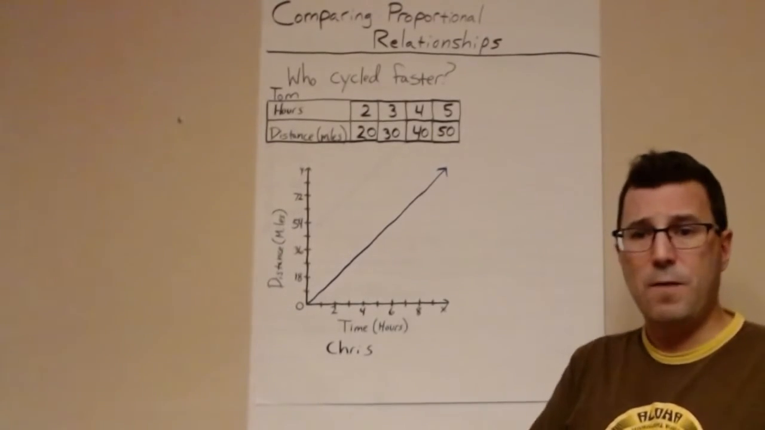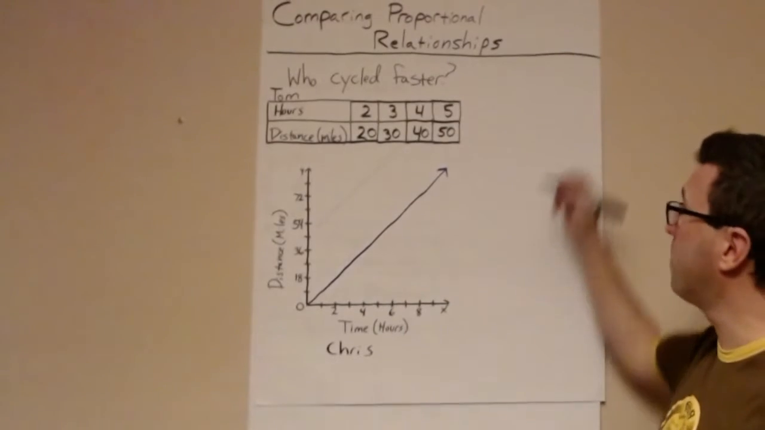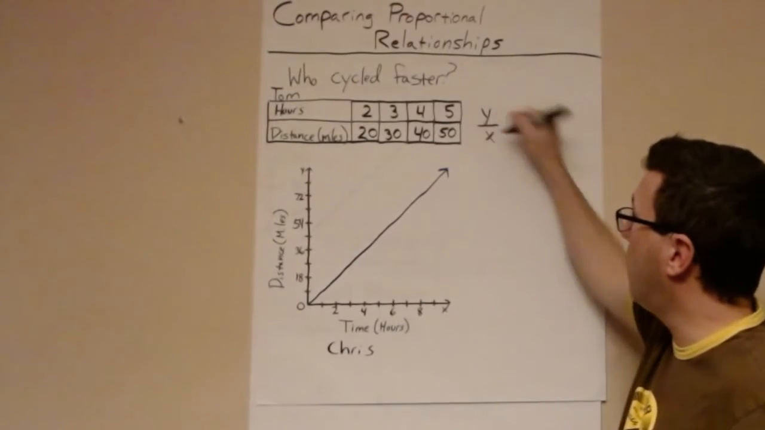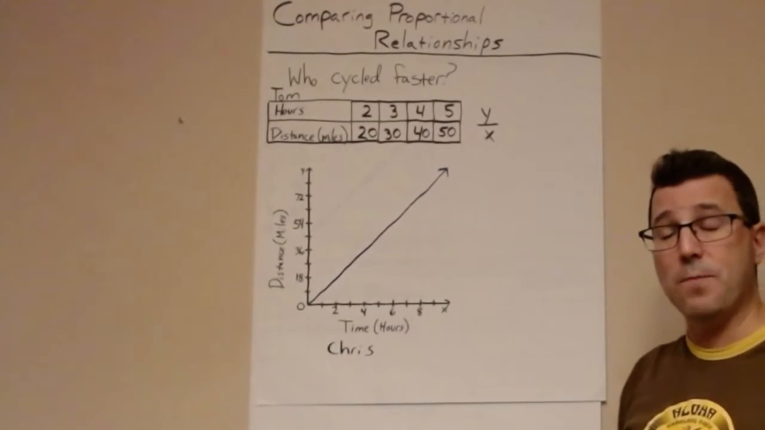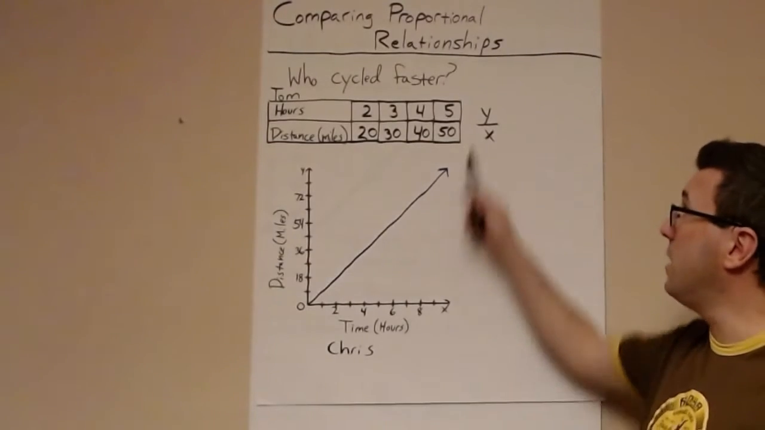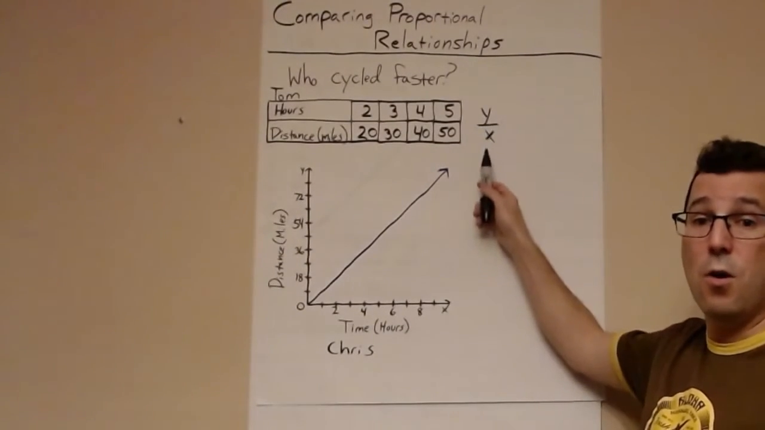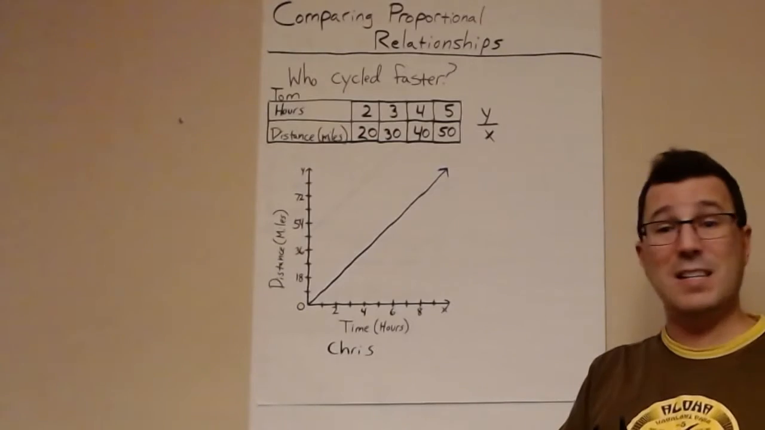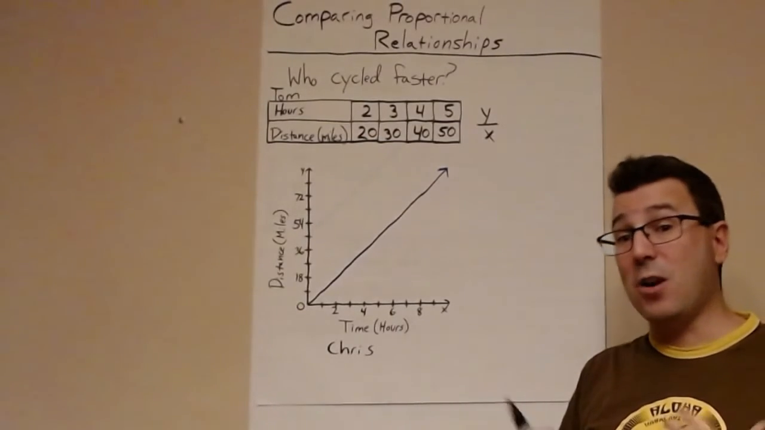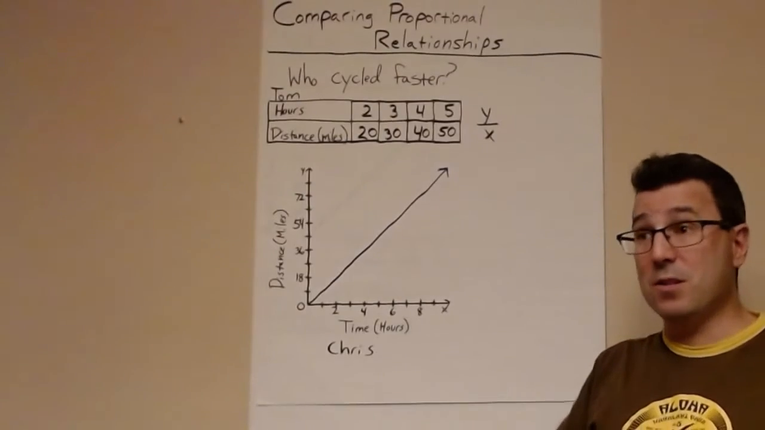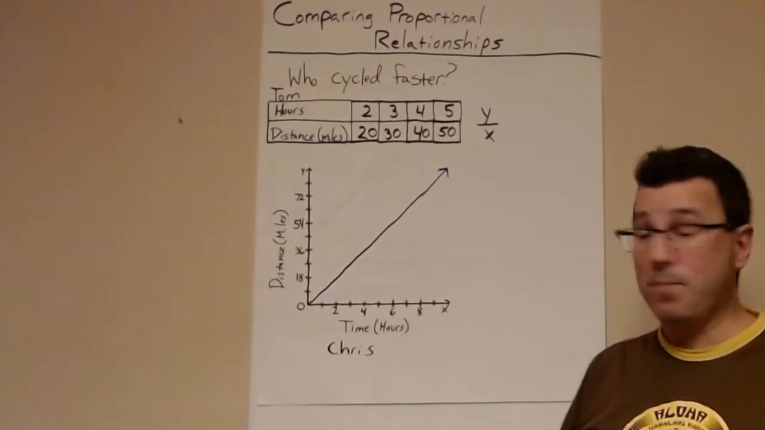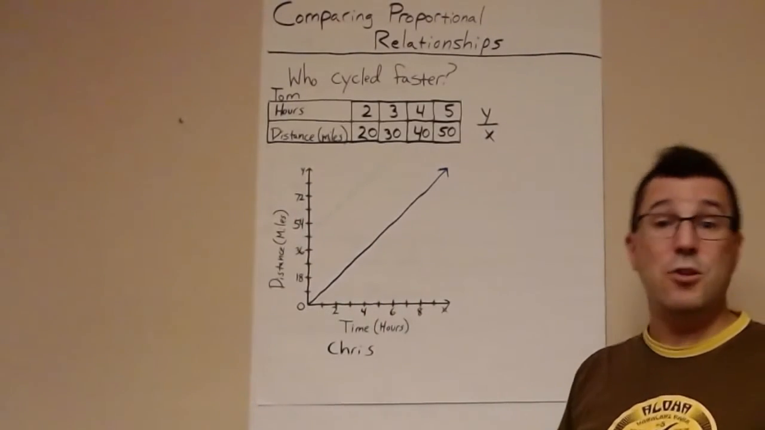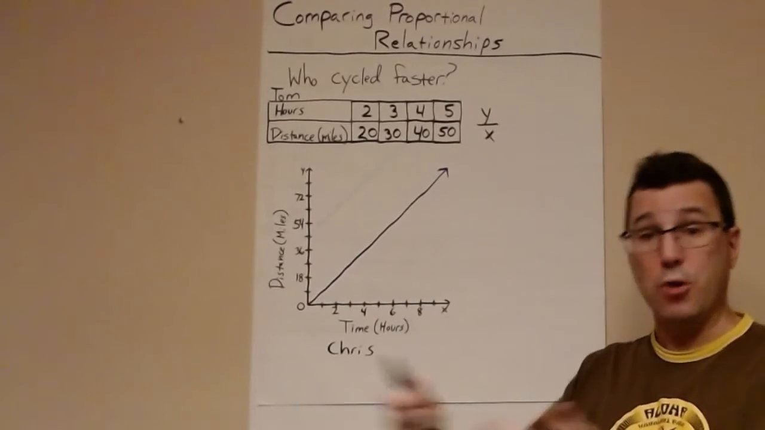So what we're going to find is what's known as the constant of proportionality. And we find that by dividing y over x, the y value over the x value. We can also think of this as the dependent variable over the independent variable. Hours, time, is not dependent on anything, so that is our independent variable, because no matter what you do, time marches on. Whereas distance, that's a dependent variable, because the distance you go depends on how long are you going.